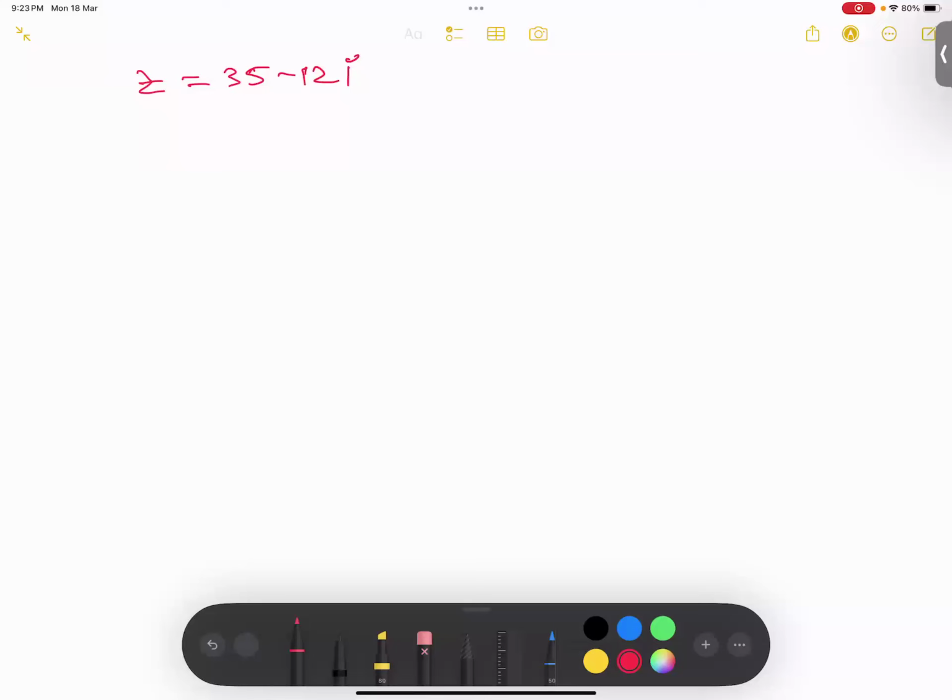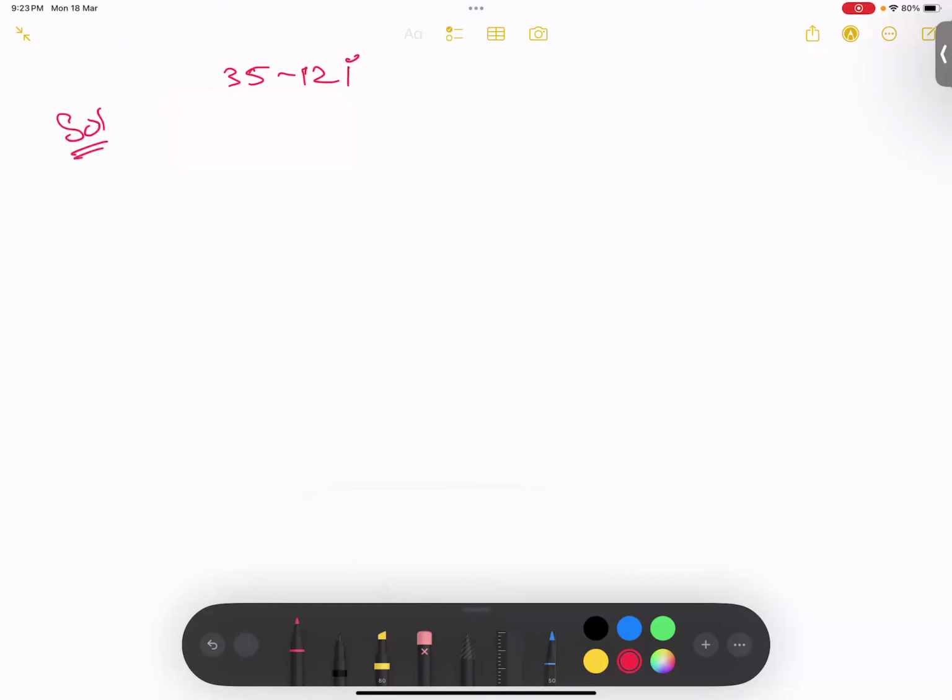So let's start once again a quick revision of how to find the square root of this. So this is 35 minus 12 iota. So how to find the square root of this? So have a look now.